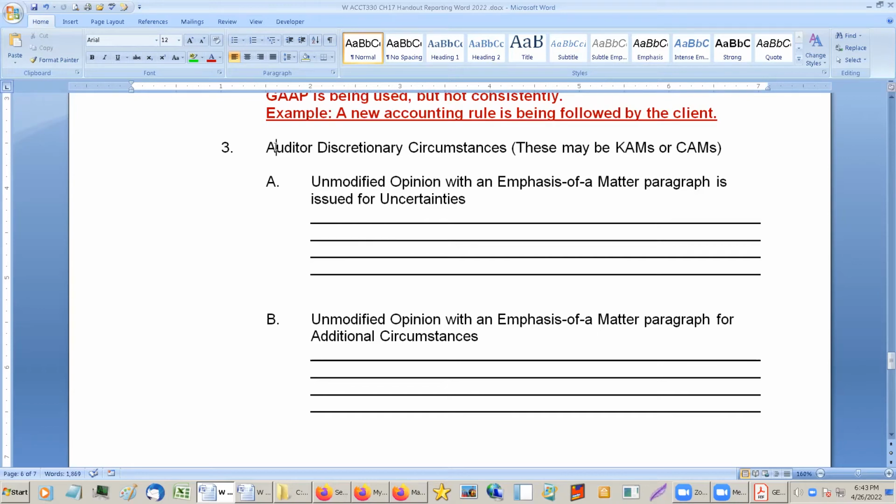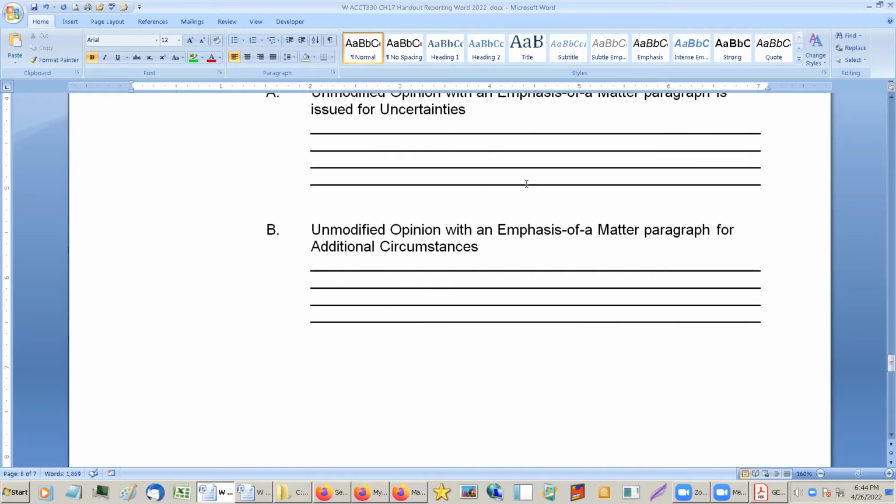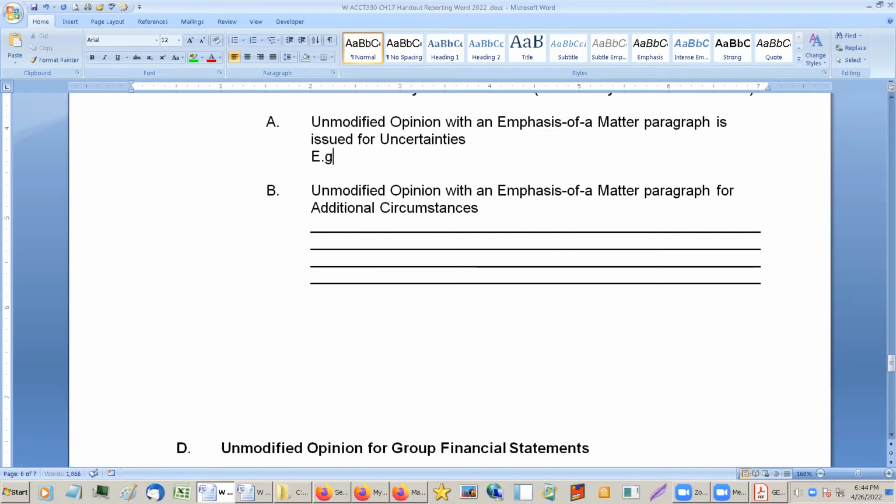So these are audit discretionary circumstances. These may be CAMs, with a K or with a C. I'm not going to go into it, but issue for uncertainties, for instance, COVID. I'm sure there were a lot of these. You had someone running a restaurant, and one of the things you might say is, oh, by the way, you never know what's coming to the restaurant for the next year.